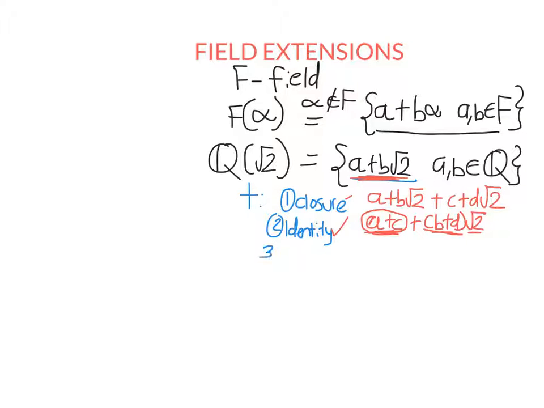Then, thirdly, we need to look at inverses. Well, that's pretty easy too. If I have a number like a + b·root 2, its additive inverse is just the negative of that. And that is of this form. That will be a rational number plus a rational number times root 2. For example, if you have 3 + root 2, then its inverse will be -3 - root 2. If you add these two together, you get 0. And both of them are of the correct form.